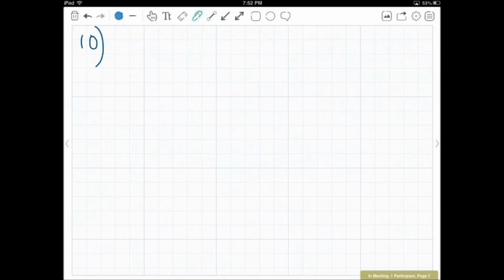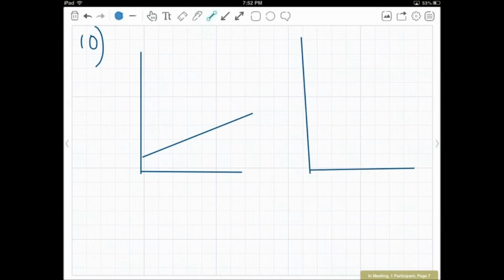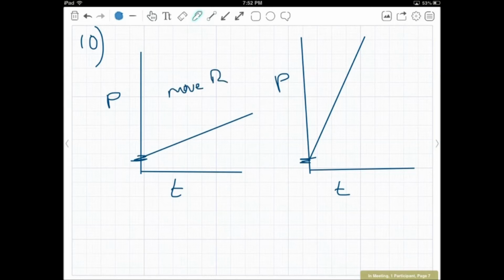Number 10, you got two graphs. One looks like this. The other one looks like this. And they're both position versus time, distance versus time, whatever you want to think of. And I asked, what's the difference between these two graphs? Well, first off, they basically start at the same place, so that's not the difference. They're both moving to the right because they have positive slopes. That's not the difference. The difference is this slope over here is bigger than this slope because the line's steeper.